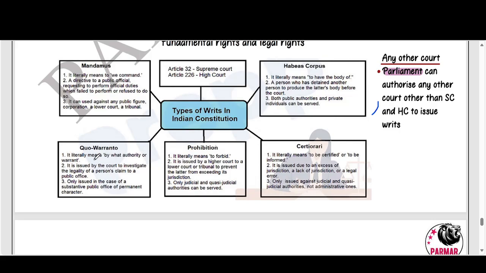Quo warranto literally means by what authority or warrant. It is issued by the court to investigate the legality of a person's claim to a public office, only in the case of a substantive public office or permanent charter.